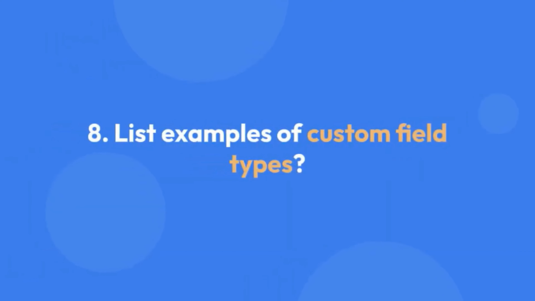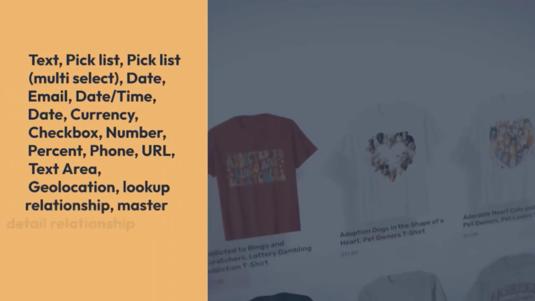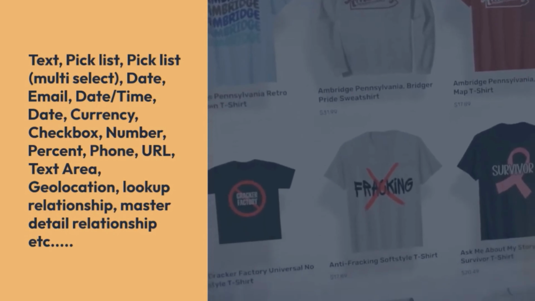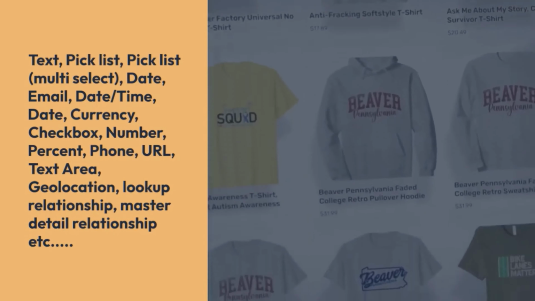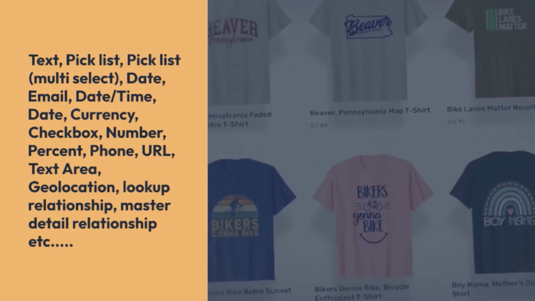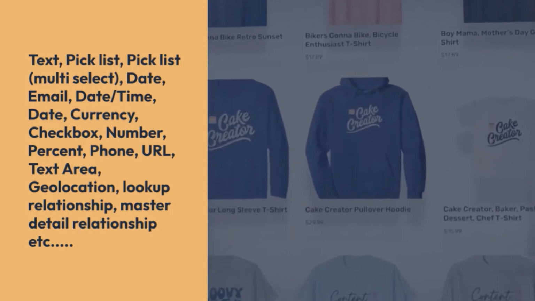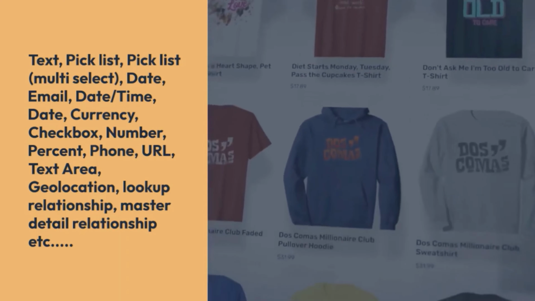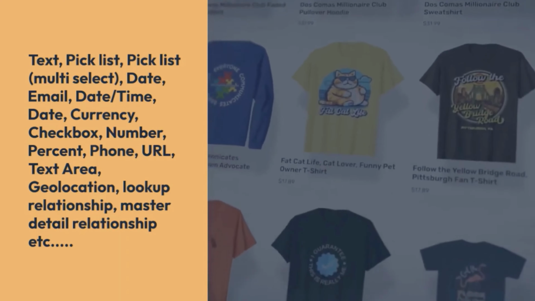8. List examples of custom field types. Text, picklist, multi-select, date, email, date-time, currency, checkbox, number, percent, phone, URL, text area, geolocation, lookup relationship, master-detail relationship, etc.